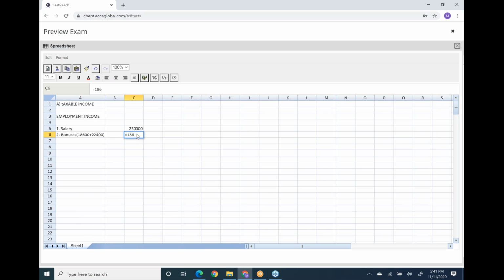See, I have adjusted the columns, and I'm applying the formula of addition. There are two bonuses, 18,600 plus 22,400. So I have added both of them. You can also do this on a calculator and write the number 41,000. So the first thing is salary and the second is bonus.